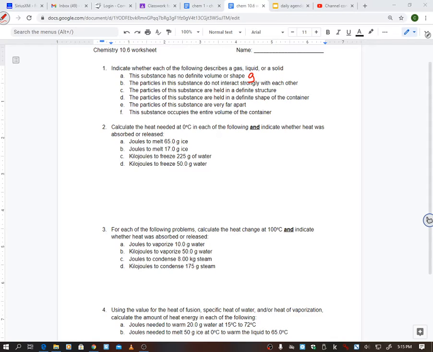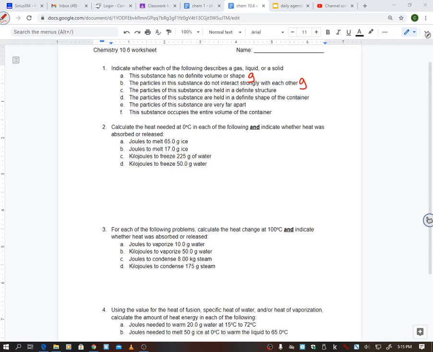B, the particles in this substance do not interact strongly with each other. So if they're interacting strongly, that means they're close together. If they're not interacting strongly, that is a gas. Gas particles will go as far away from each other as they can. They spread as far as they can.